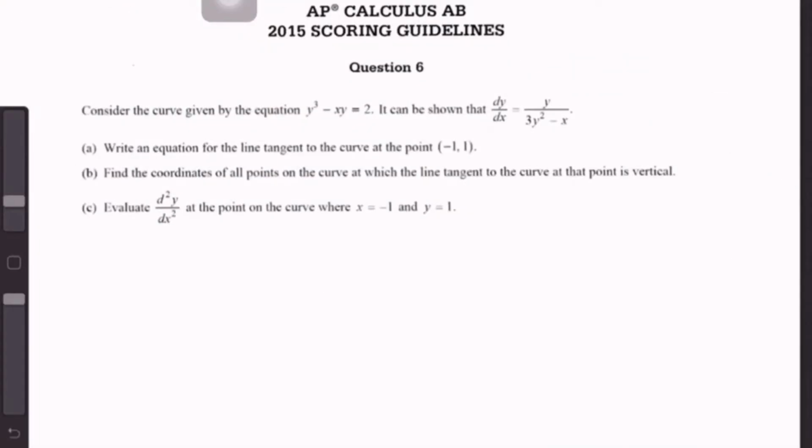Let's look at the AP problem that is related to these two units. You can pause this video to try this problem on your own.